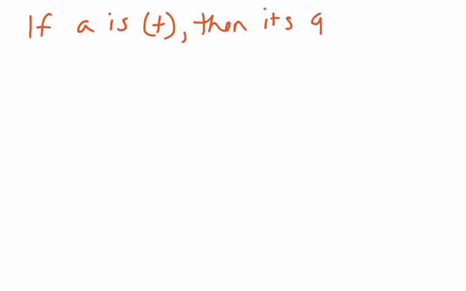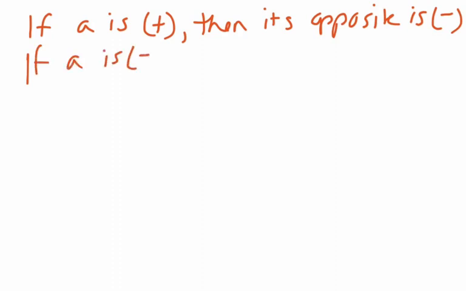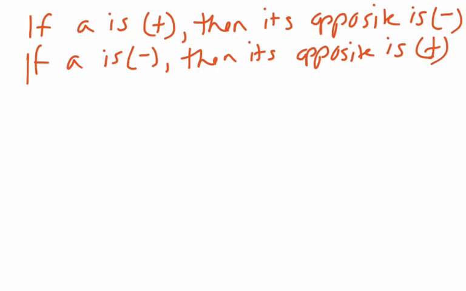So let's summarize that, okay? If A is positive, and I'm just going to represent positive by the little plus sign in there, then its opposite is negative. If A is negative, then its opposite is positive. So for example, you could have 4, and its opposite is, let me use a better notation, -4.